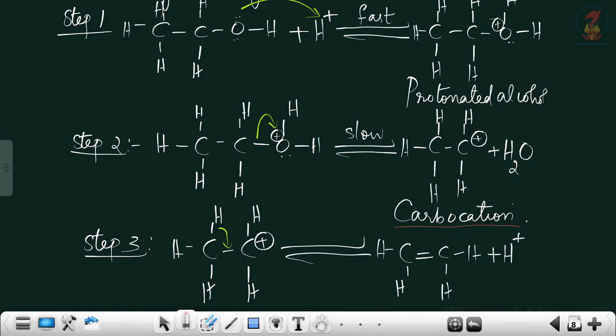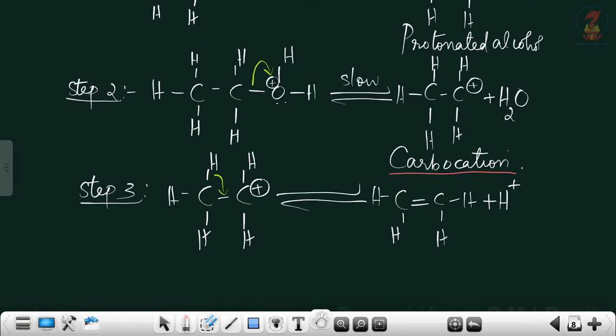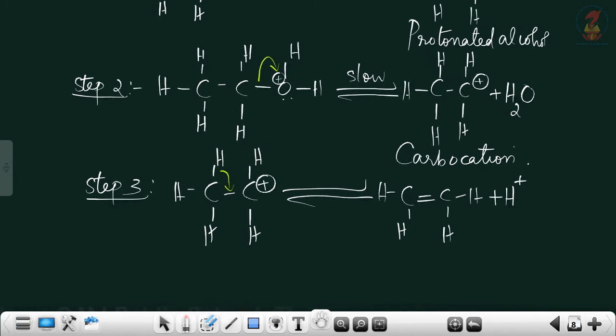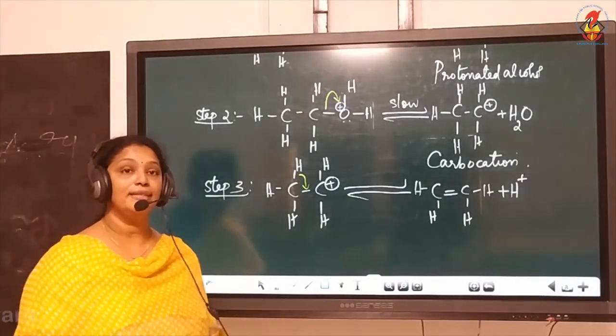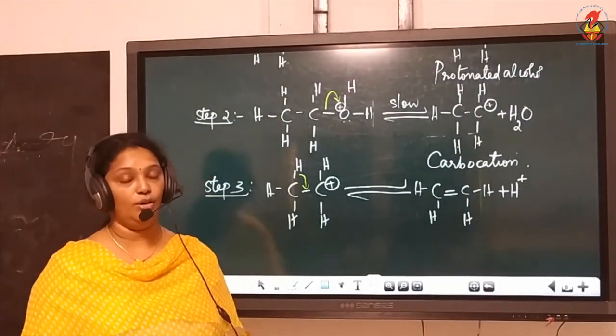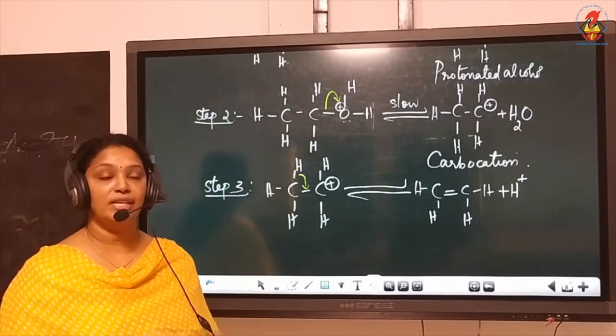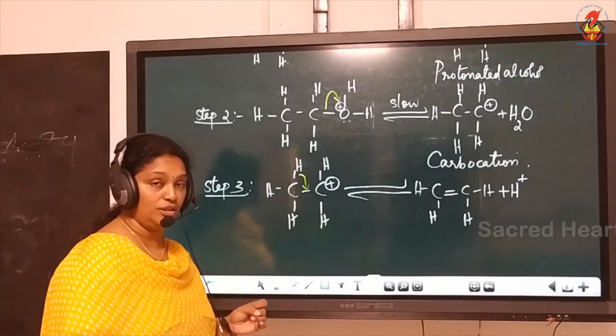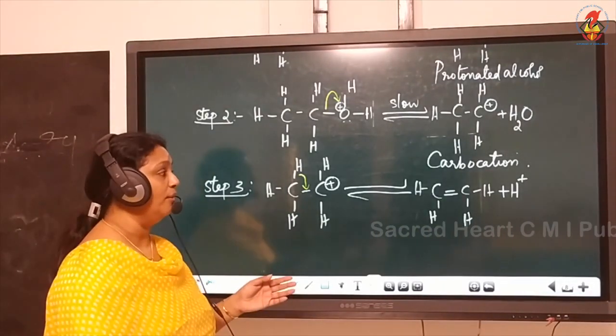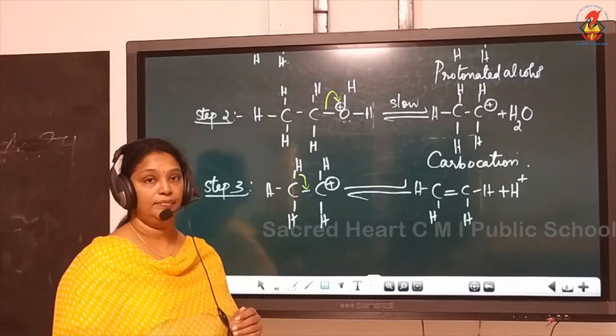Now the third step is deprotonation or removal of H plus from the carbocation to form alkene. So in the third step we can see one of the hydrogen atoms will be removed, and we get alkene as the product by removal of H plus. So this is the mechanism for acid catalyzed dehydration of alcohol to alkene. It takes place in 3 steps. First step is the formation of protonated alcohol. Second step is the formation of carbocation. Third step is deprotonation to form the final product alkene. Thank you.